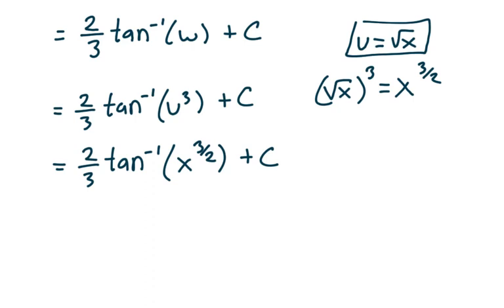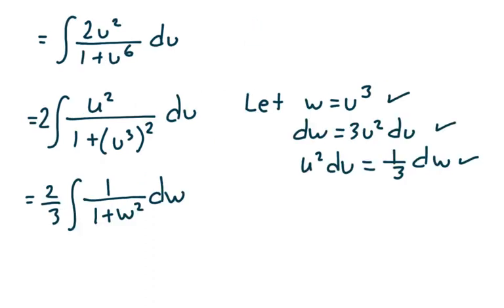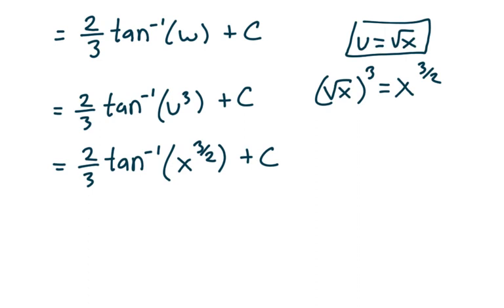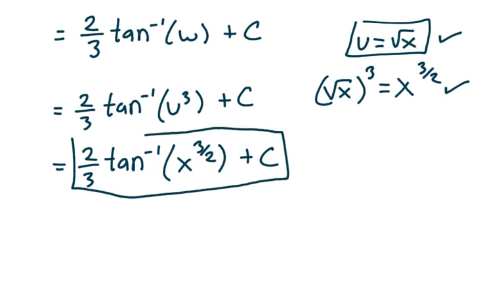But remember, w is u cubed. So this is 2/3 arctangent of u cubed plus c. But u is square root of x. And square root of x to the third is x to the 3/2. So this is 2/3 arctangent of x to the 3/2 plus c.